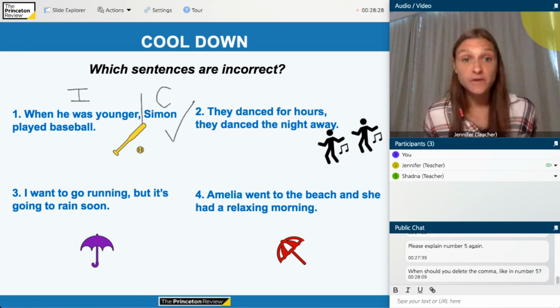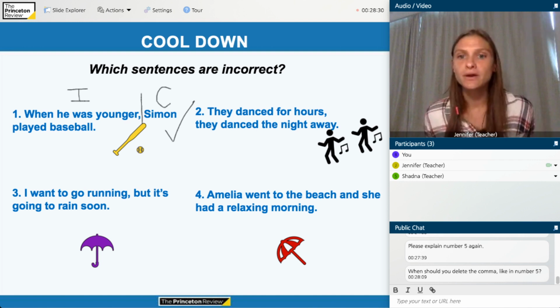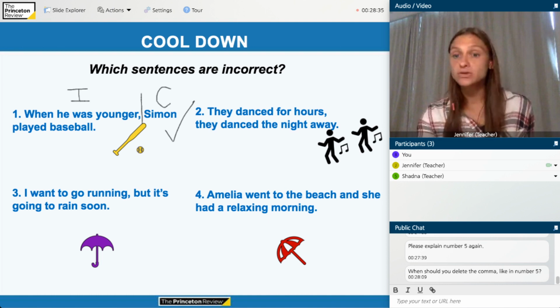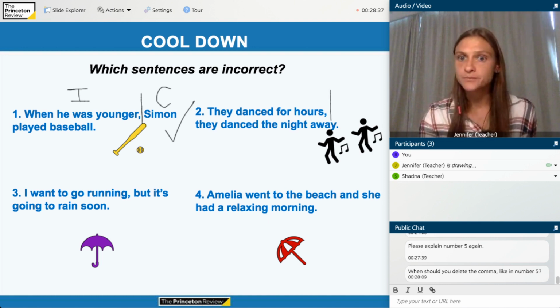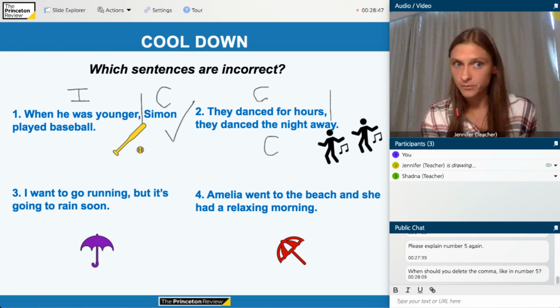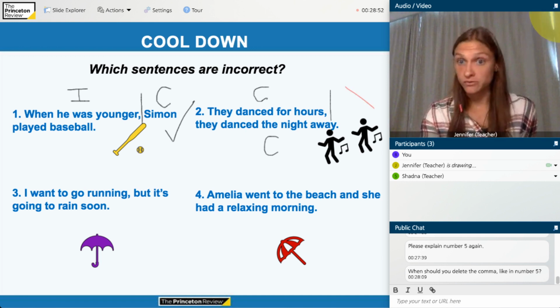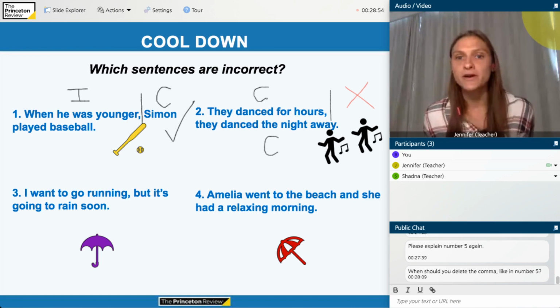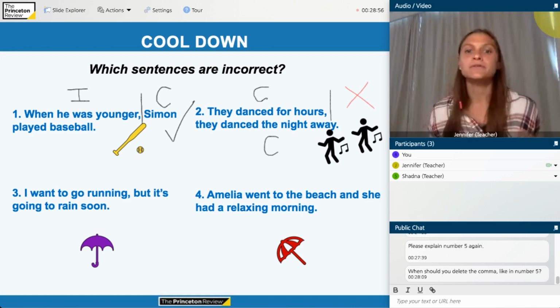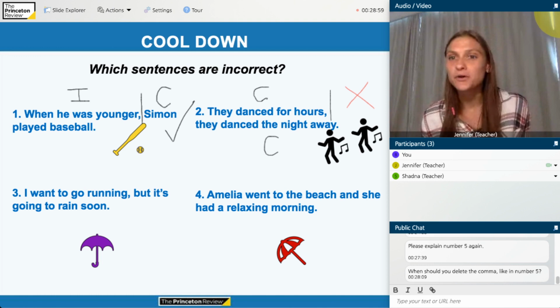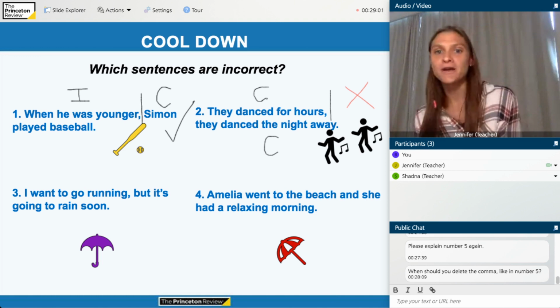So number 1, correct as written. Number 2, they danced for hours, they danced the night away. Try a vertical line test here to see what's going on. They danced for hours. That's complete, right? That can stand alone. They danced the night away. That is also complete. So that means number 2 is wrong because we can't just have a comma there. They danced for hours, period. They danced the night away, or semicolon, or a colon, or maybe a dash.